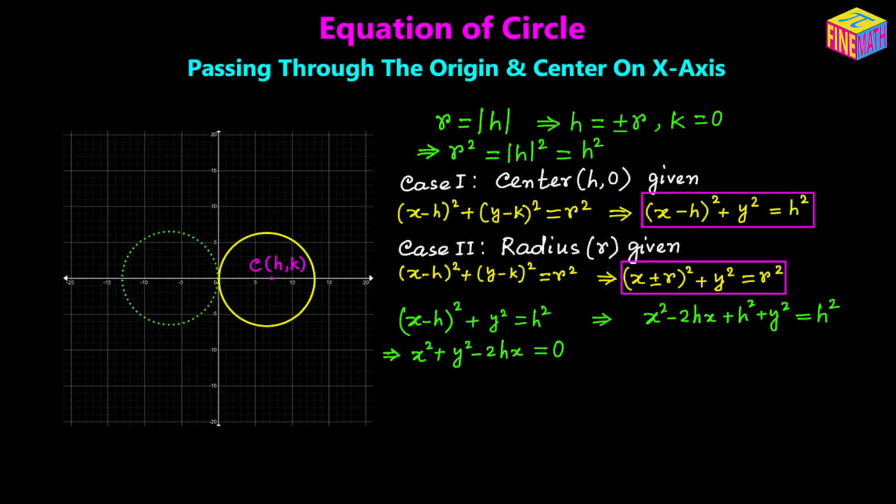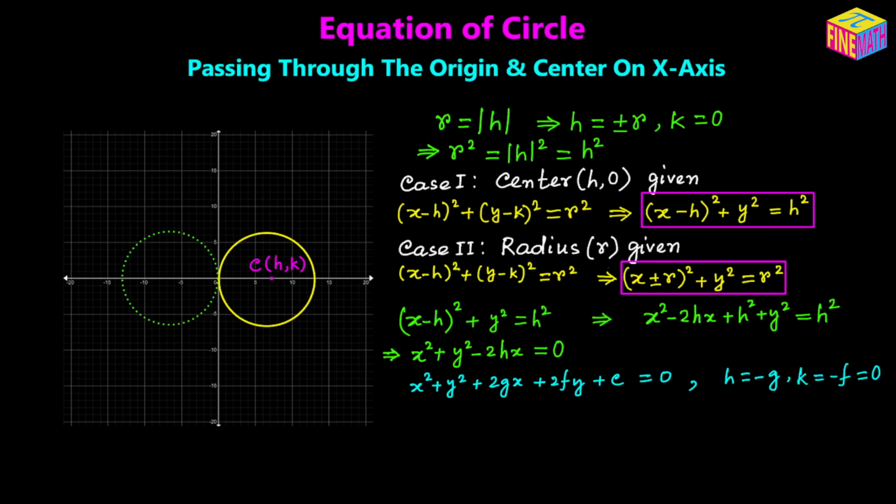So finally we are going to be left with something like this: x squared plus y squared minus 2hx is equal to 0. And if we compare that with the general form of equation of circle, which is x squared plus y squared plus 2gx plus 2fy plus c equals 0, then you can clearly see that h will be equal to negative g and k will be equal to negative f, which is equal to 0.